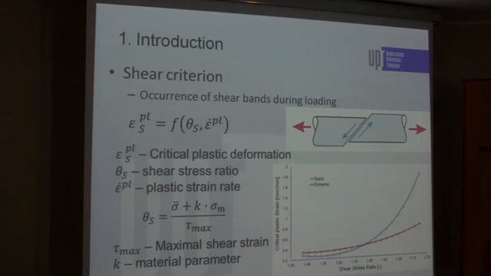The second criterion that I tested was the shear criterion, in which the failure of the material happens by occurrence of shear bands during loading, and in this case the critical plastic strain is a function of the shear stress ratio and the plastic strain rate. The shear stress ratio is expressed as a function of the pressure component of the stress tensor, the von Mises stress, the maximum shear stress, and a material parameter.